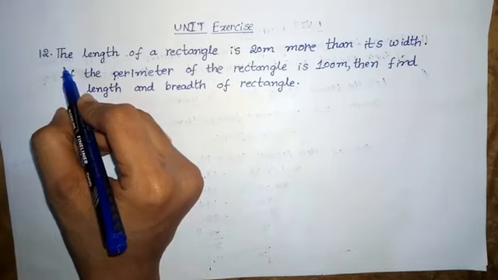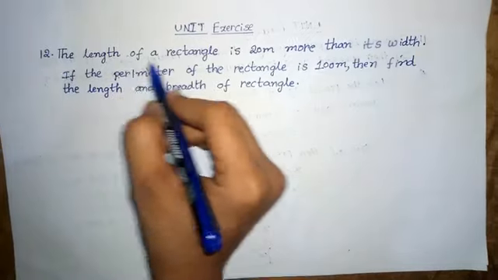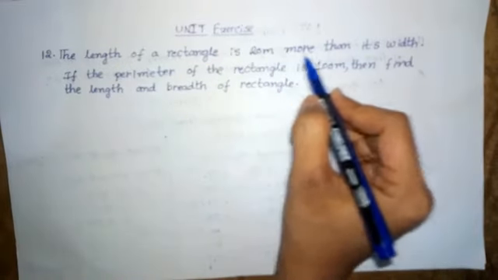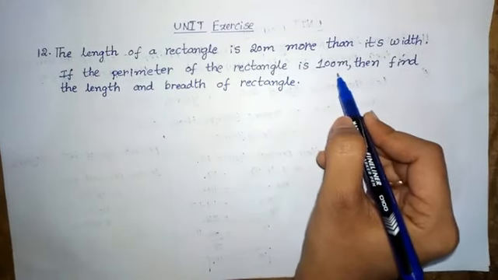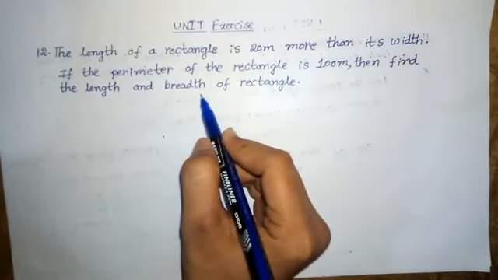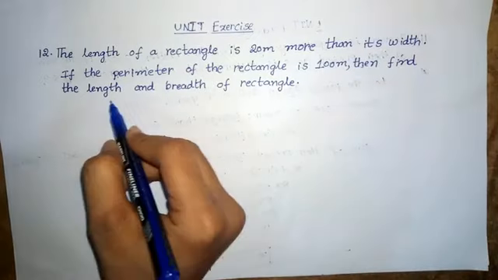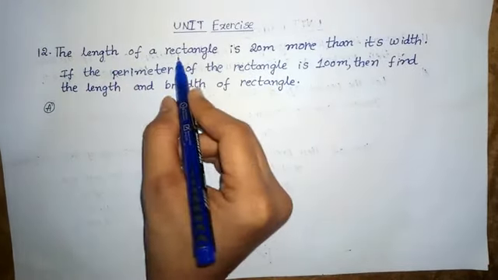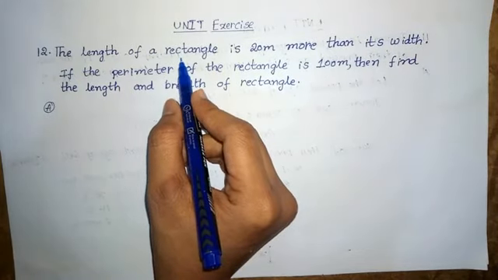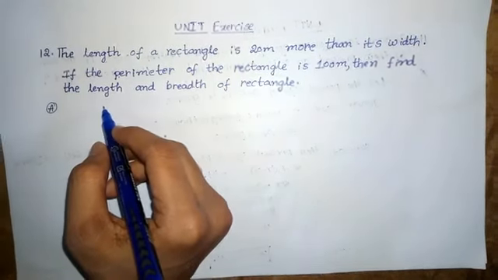Next problem, unit exercise 12th one. The length of a rectangle is 20 meters more than its width. If the perimeter of the rectangle is 100 meters, then find the length and breadth of the rectangle. So in the problem, the length of the rectangle is given in comparison with the width. So first consider the width of the rectangle.